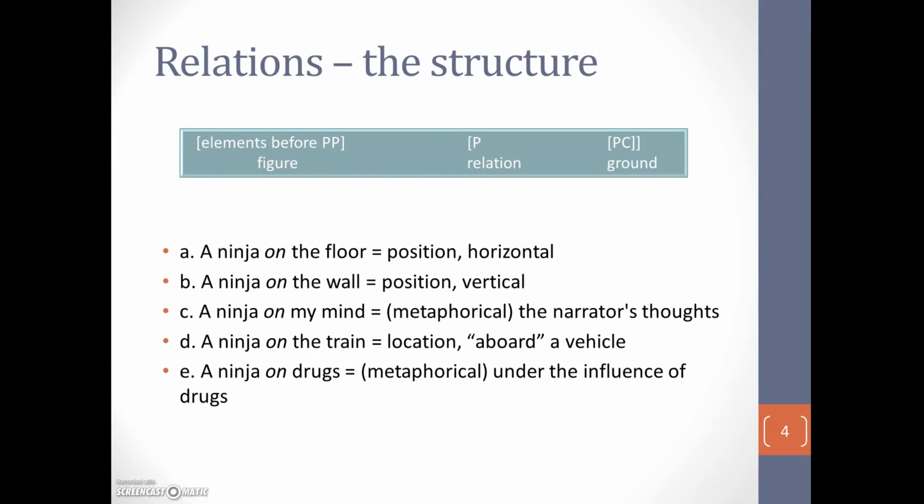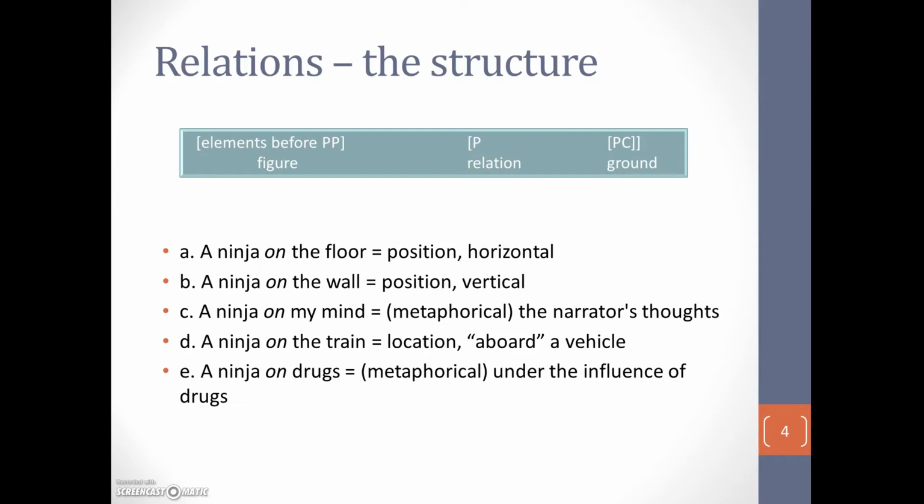So we'll look at some examples here. You can see that the word on, this preposition, is in all of these 5 sentences, right? We have a ninja on the floor, a ninja on the wall, a ninja on my mind, on the train, and on drugs. So we can see that if we say a ninja is on the floor, this refers to a position and probably a horizontal position, right? So the ninja is probably lying down on the floor. If I say a ninja on the wall, this becomes a vertical position, all right? So the ninja is upright somehow, sort of crawling on the wall, maybe.